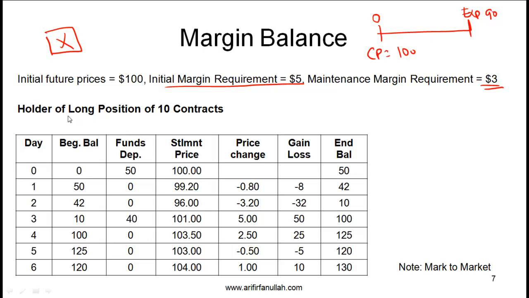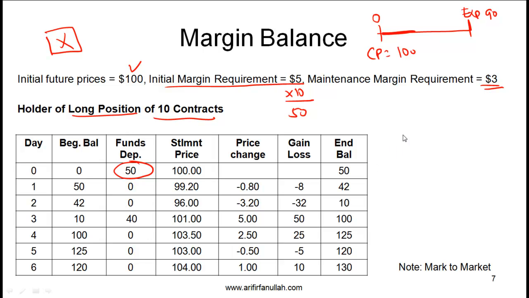So let's now say that you are the holder of a long position on 10 contracts, and we are going to look over, let's say over a 6-day period, what will happen to your account. So day 0 means this is where you are starting. On day 0, the beginning balance is 0. If you want to get into a long position on 10 contracts, you need to deposit $50. Why? Because we have a margin requirement of $5 per contract and we have 10 contracts, so you must deposit $50. The settlement price is 100, so this is where we started. This is given over here.